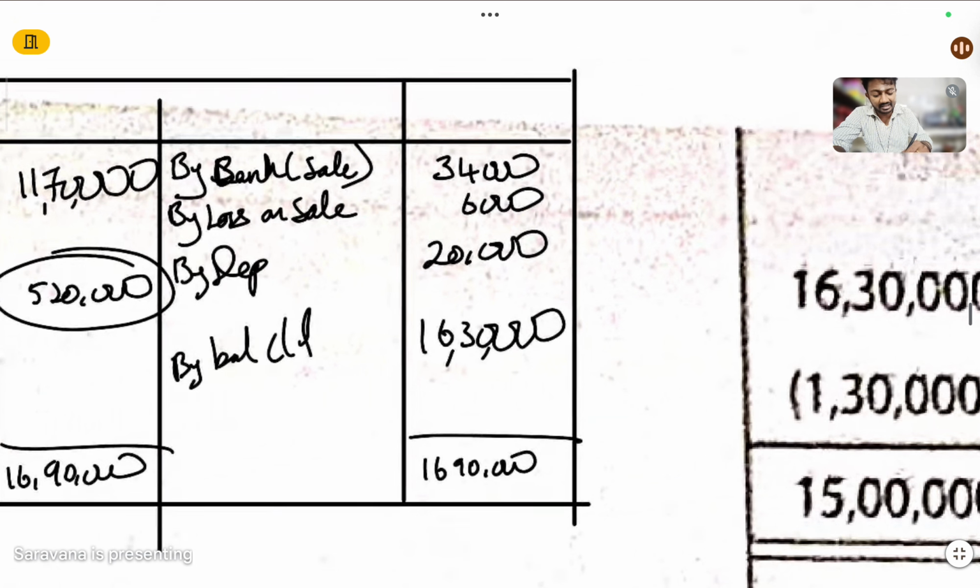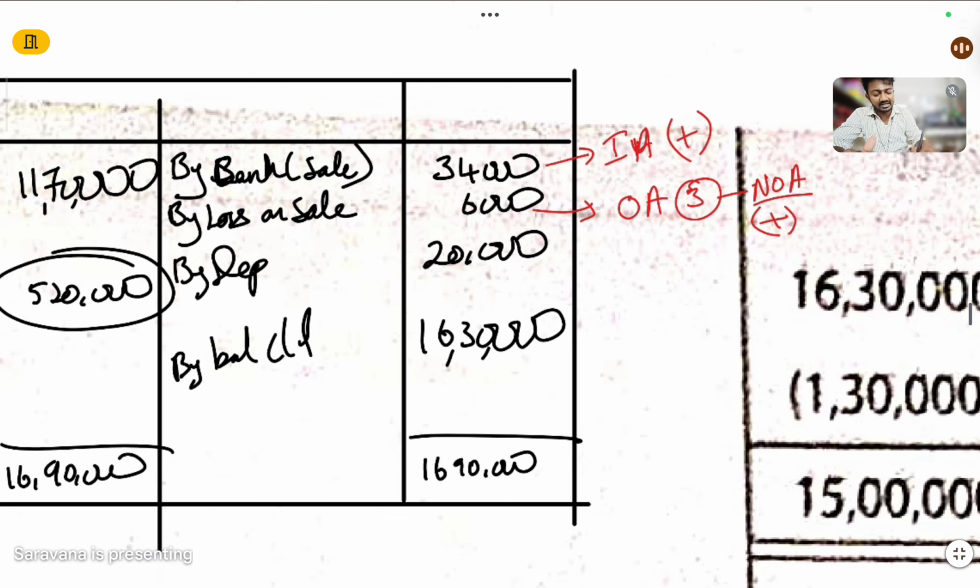So what is the effect? The sale value will come in investing activity as a plus, because if you sell the asset, cash will come in. Then loss on sale goes in operating activity, as a second adjustment, third is non-cash and non-operating items, where we add it. Okay, and then depreciation.